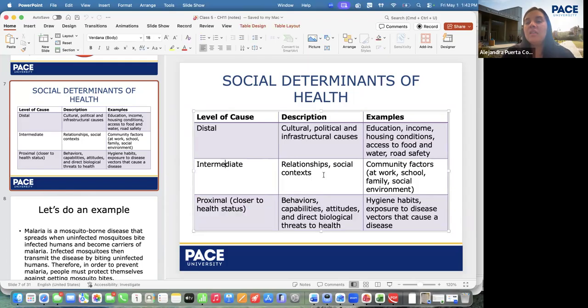Yes. In the intermediate, it's more the relationships, the social context. So the community factors, where they work, where they go to school, their family, the social environment. And then we have the distal factors, which are the cultural, political, and infrastructural causes. So their education, their income, their housing conditions, their access to food, to water, to road safety. So if someone lives in a food desert, if someone lives in a cold area, right? If someone lives at the wrong side of the highway, stuff like that is distal, right?